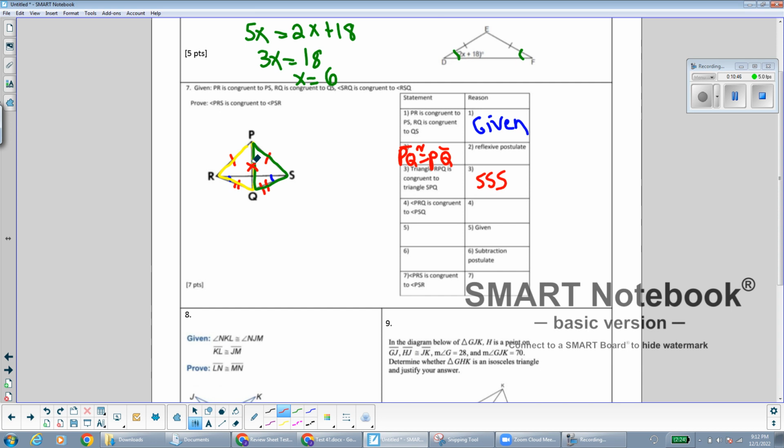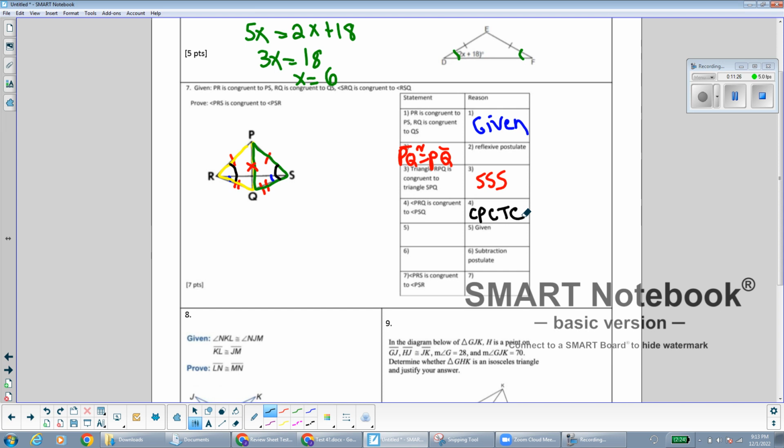Now, since we know the two triangles are congruent, we can say that angle PRQ, this whole angle in this yellow triangle, is congruent to angle PSQ, this whole angle in the green triangle. Notice how angle PRQ and angle PSQ are in the same spots in the two different triangles. We call those corresponding angles. And since the triangles are congruent, we do know that the corresponding angles are also congruent by CPCTC. Corresponding parts of congruent triangles are congruent.